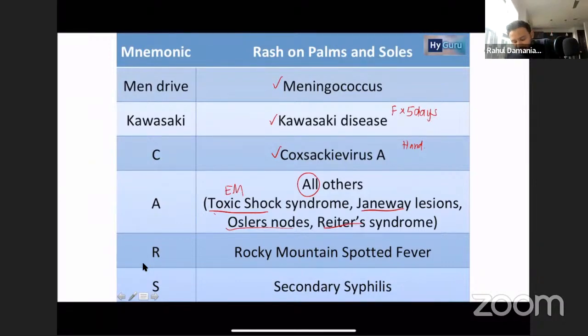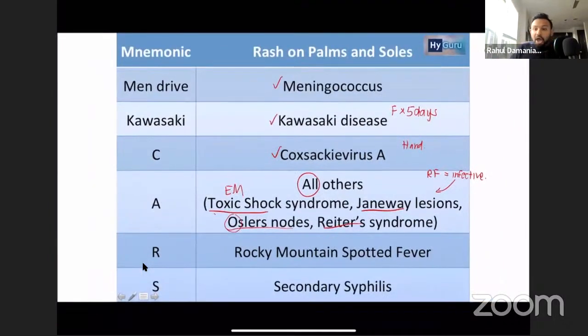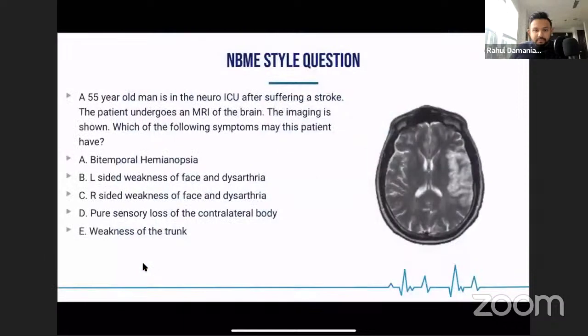And remember that when you're talking about rheumatic fever, that can cause infective endocarditis. And infective endocarditis can have these Janeway lesions and Osler nodes. But remember that the Janeway lesions and Osler nodes are not part of your criteria for rheumatic fever. The carditis and the infective endocarditis can give you the painless Janeway lesions and the painful Osler nodes.